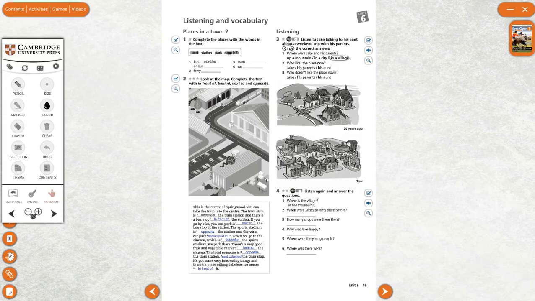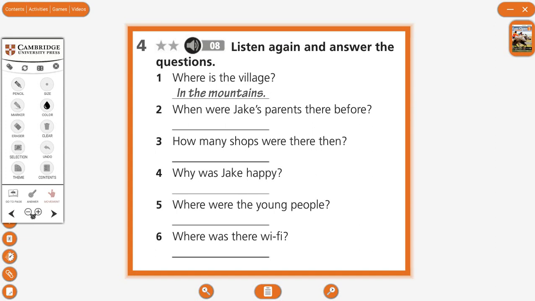Now look at exercise 4. Listen again and answer the question. If you listen to the listening part again, please stop the video, listen again, and answer these questions. Okay, number 1 is done. I'll pass number 2. Question 2. When were Jake's parents there before? 20 years ago. That's true, 20 years ago.